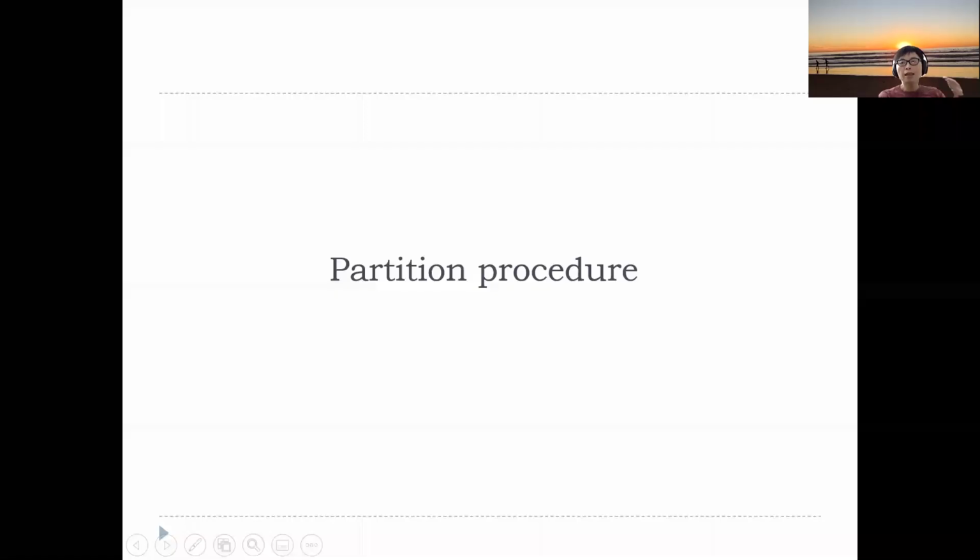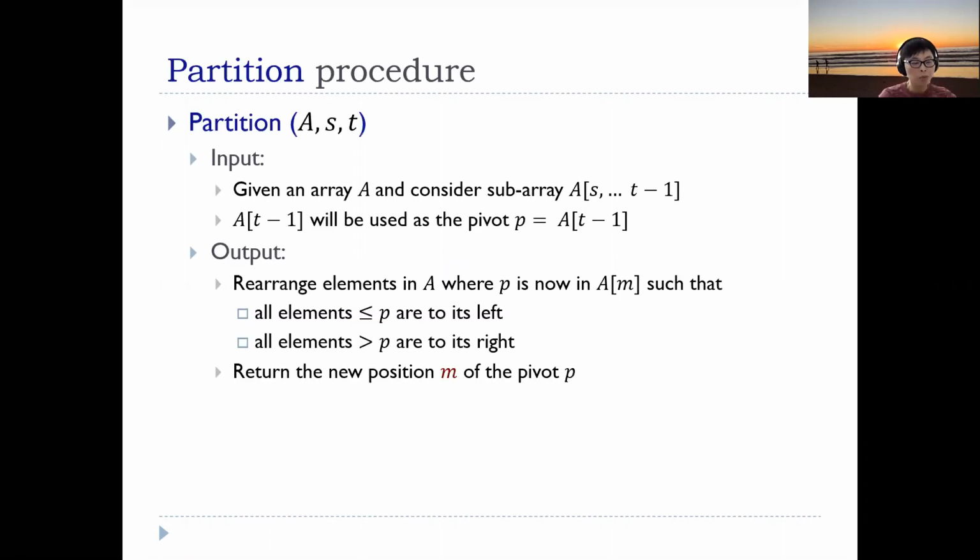Okay, but one thing is still missing, which is how do we implement the partition procedure? Right now we use this as an oracle. Again, remember, what do we want from partition? We're given an array and we're looking at the subportion of the array, the subarray, only between S to T. And what we're going to do is use the last element in this subportion.